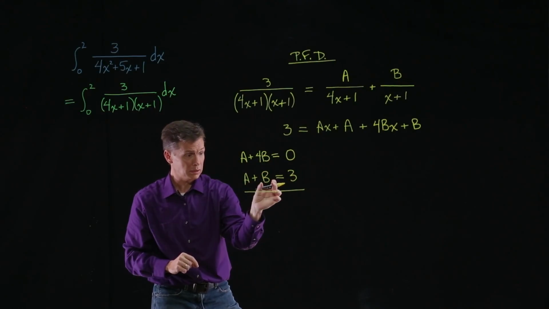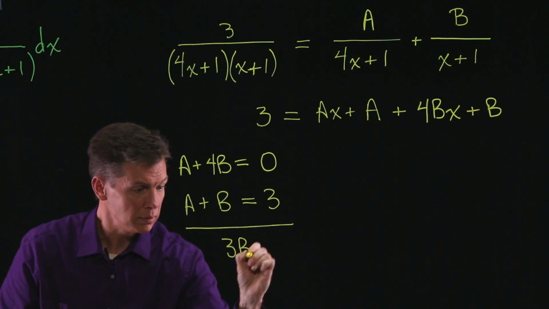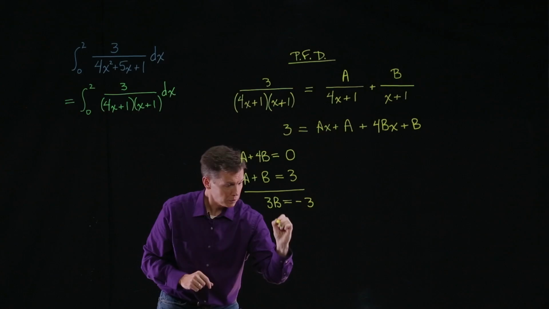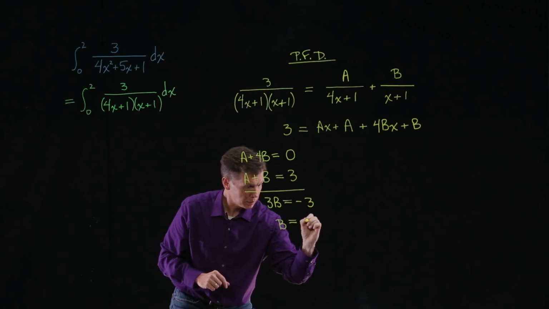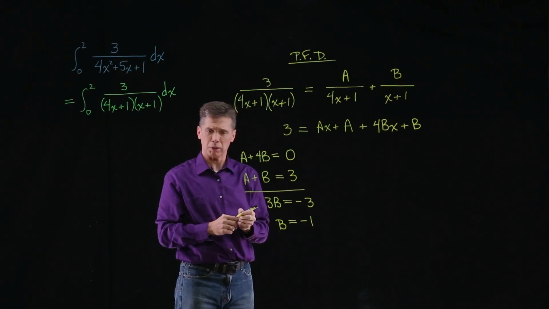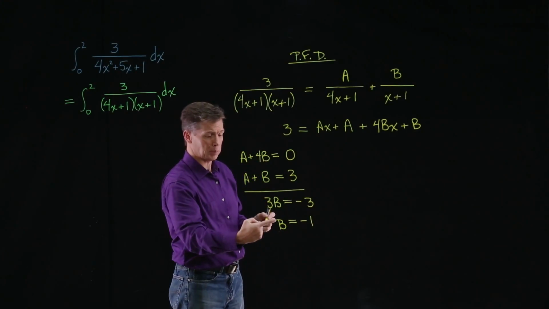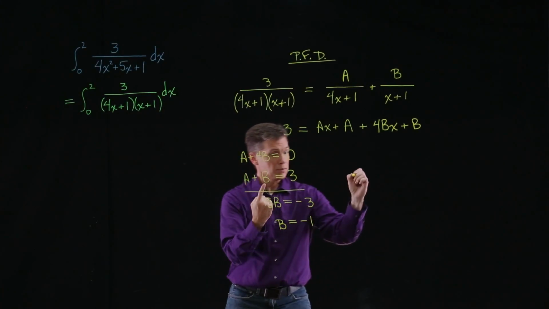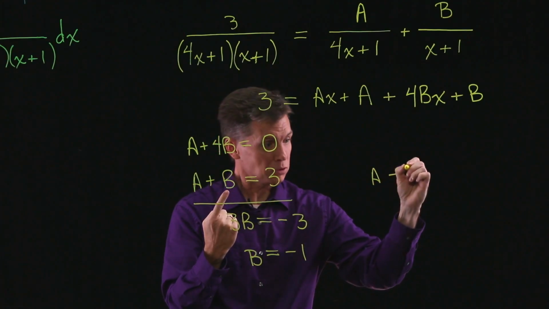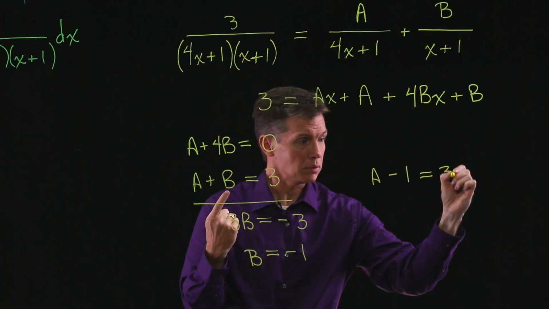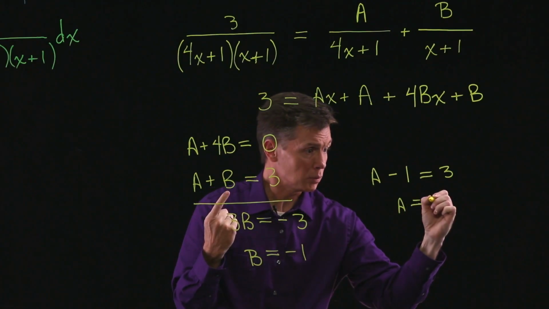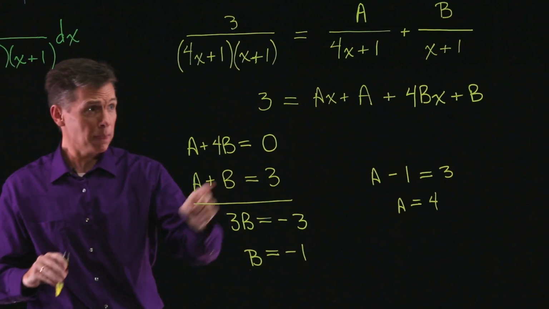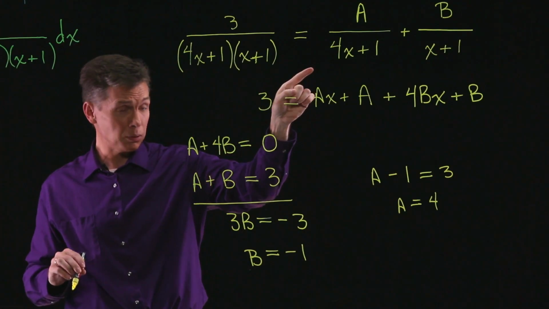A minus A is gone. 4B take away B is 3B, and then 0 take away 3 is minus 3. So I'm getting a value for B of -1 without too much work. And then I'll resubstitute that B, take B equals -1 and plug it in here. So A minus 1 equals 3. So A equals 4. You get your exact values for the A and the B that are your numerators on the right side of the equation here.